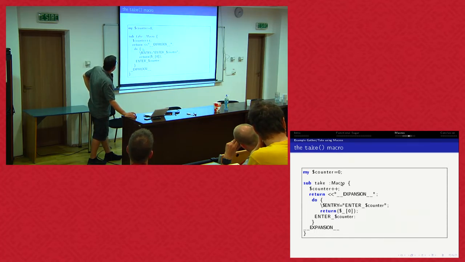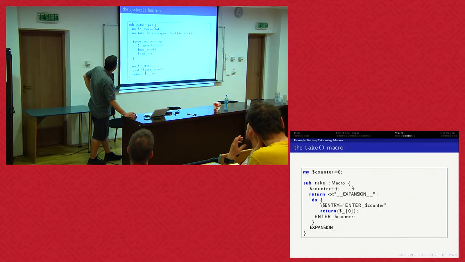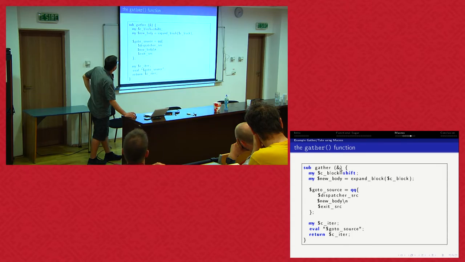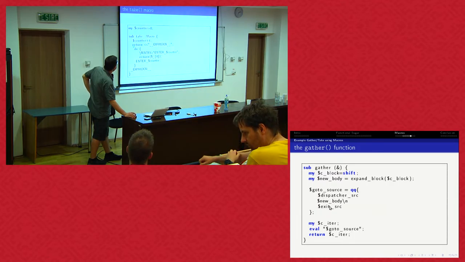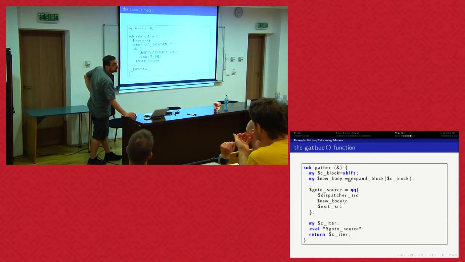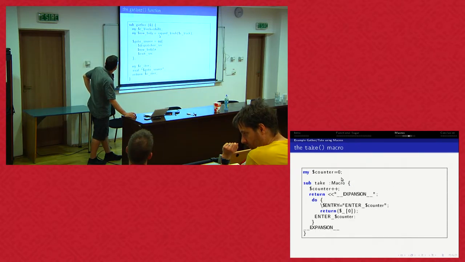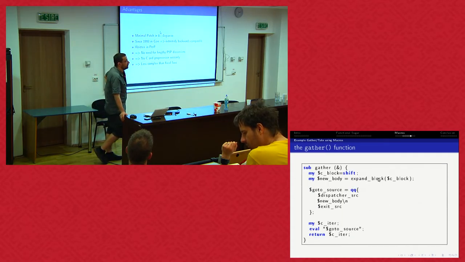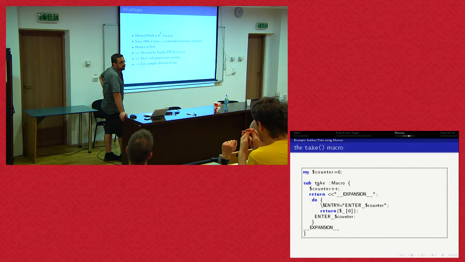So the take macro just returns this construct we have seen, the expansion, and it sets the re-entry point in this case. And the gather takes a code block, it puts the dispatcher code in front, the exit code, these are the start and the ending, and gets a new body by expanding the block it gets. The code block is here, this part, and expanding means it replaces take with the return of the function take, because it's a macro. Gather-take, if you want to explore it, is in the examples section of the module macro.